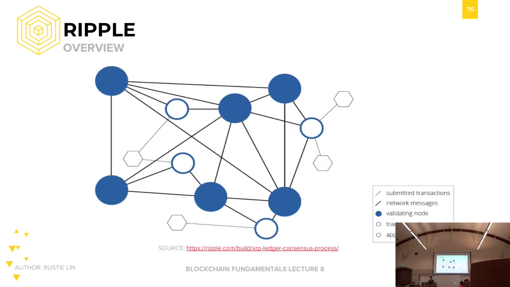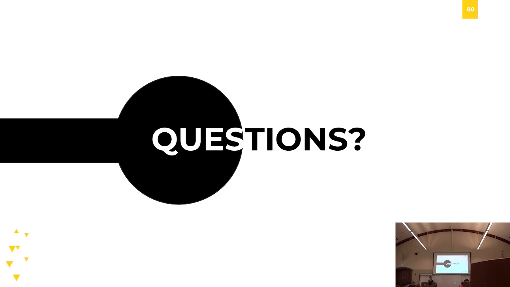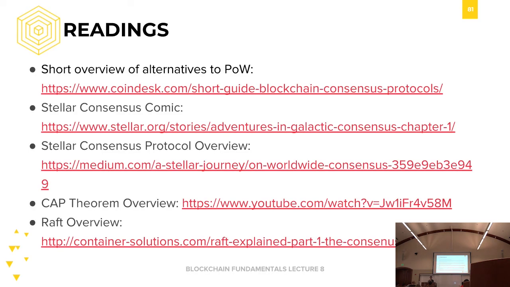Any more questions? If not, then we're close to done. Last week we did assign readings, but this week is a bit of a recap. We have a few overlap readings, but I recommend that you check out the Stellar Consensus comic. It's really fun to read about. It's actually just a lot of pictures. And I would highly recommend also reading the Consensus Protocol for Stellar on Medium.